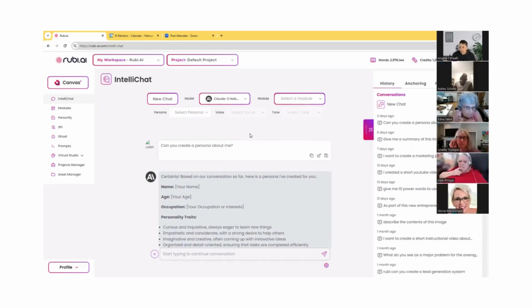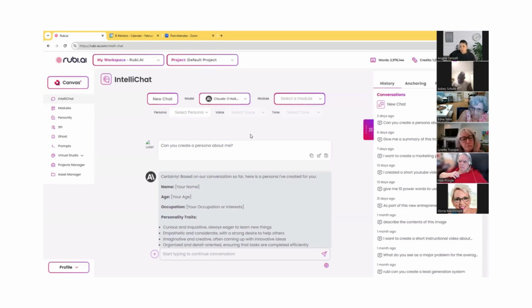Now, I do want to caveat this. If you start this conversation and you've never had a conversation with a chat platform at all, you have to give it a little bit more information. If you're already working with a chat model of some type, ChatGPT, Gemini, you're paying for it, you're using it, then it's going to know you some. So basically, I started out with a very simple question. Can you create a persona about me?